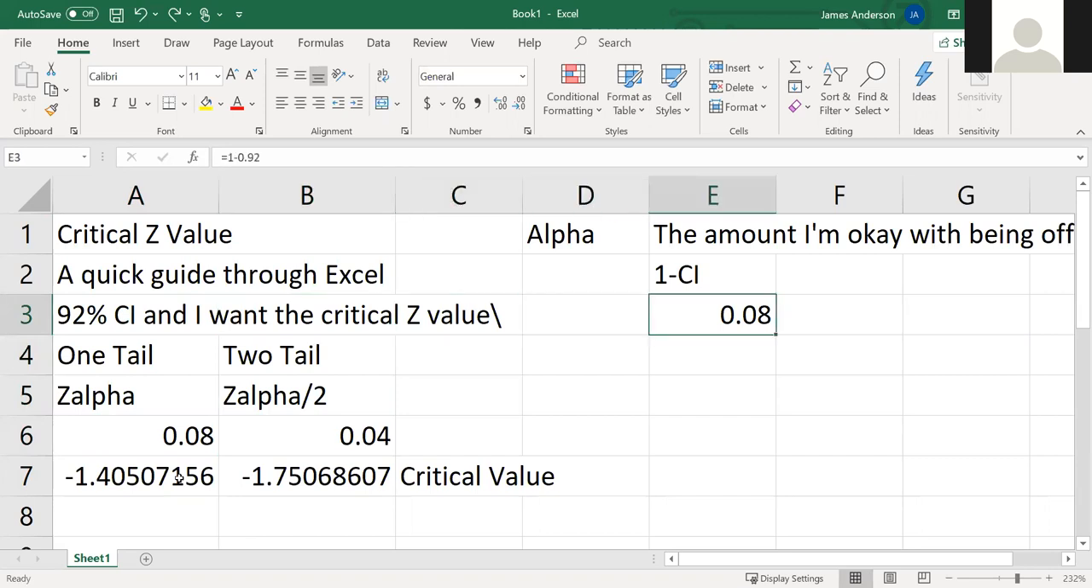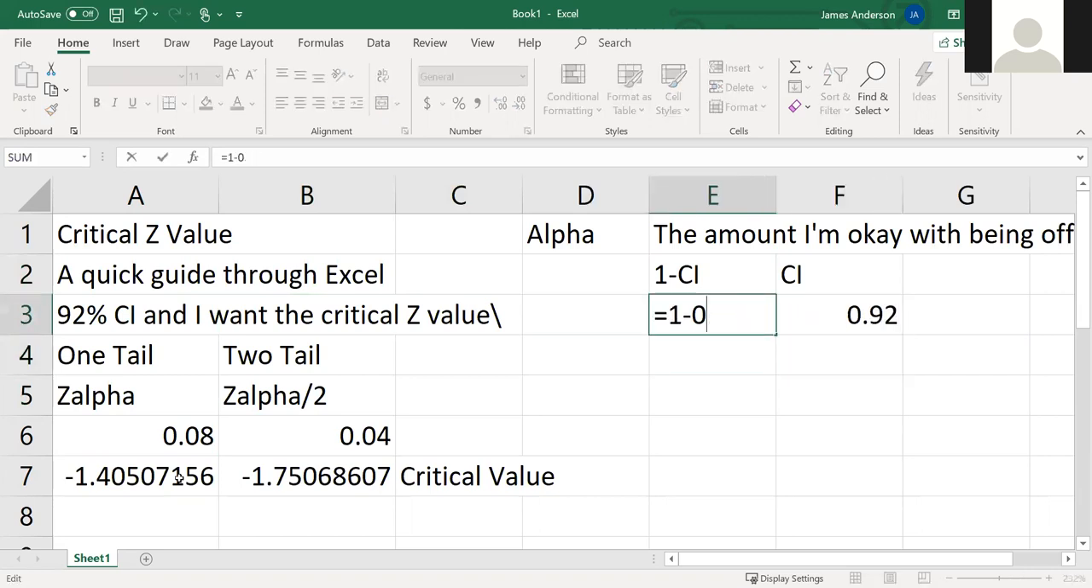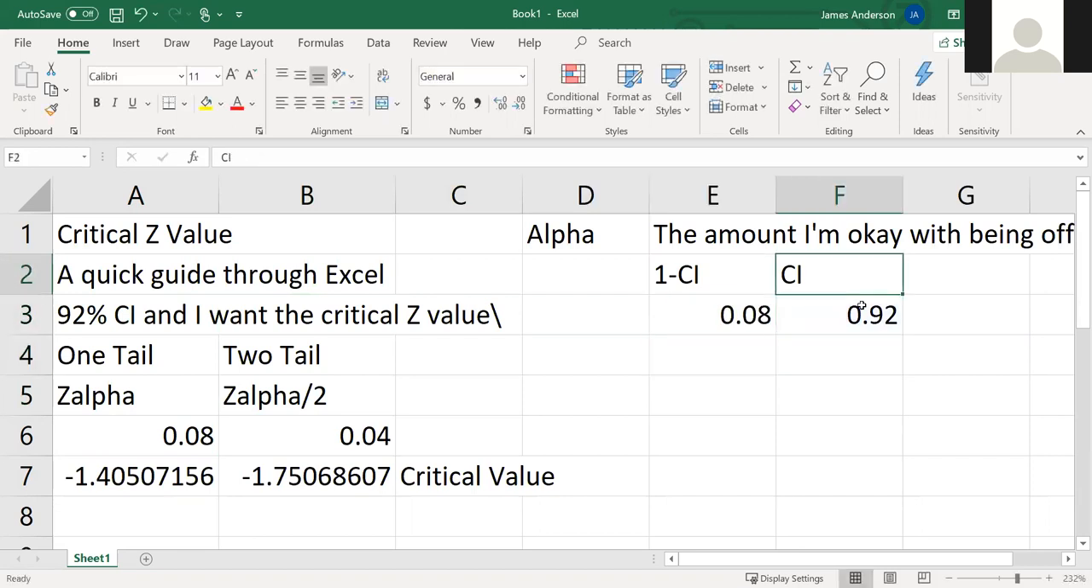Or I can do confidence interval 0.92 and just do this, 1 minus this. Now if I change that all I want, it changes everything around it. So I change it to 0.95, everything changes. So this is the critical value.